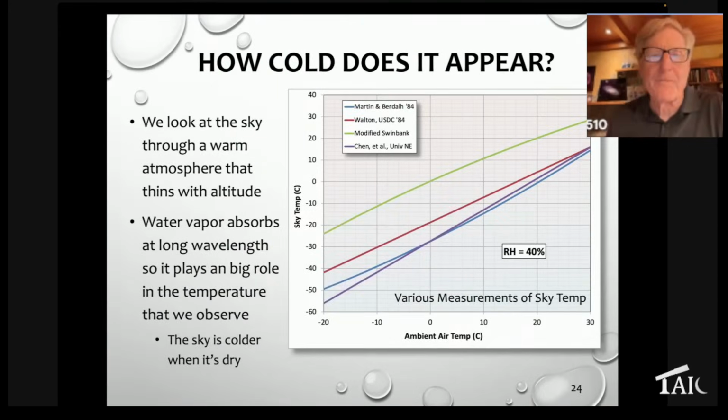down to that temperature. So then the question becomes, well, how cold does the sky really appear to us? If we're in space, it's 2.7 degrees. But remember, we look at the sky through a warm atmosphere that thins with altitude. And water vapor absorbs radiation at long wavelengths. And so it plays a big role in the temperature that we observe. So the sky in general is colder when it's dry than when it's wet.